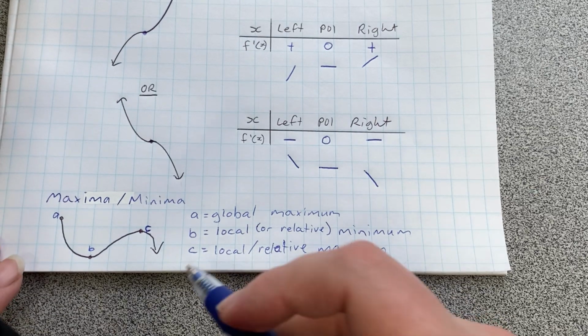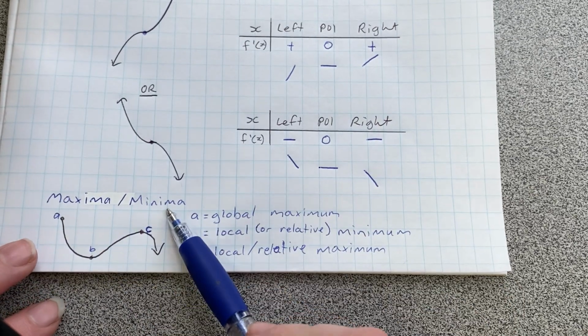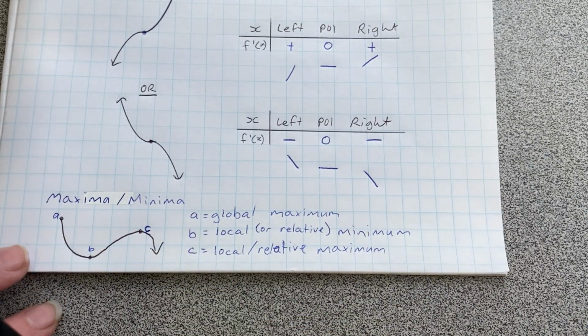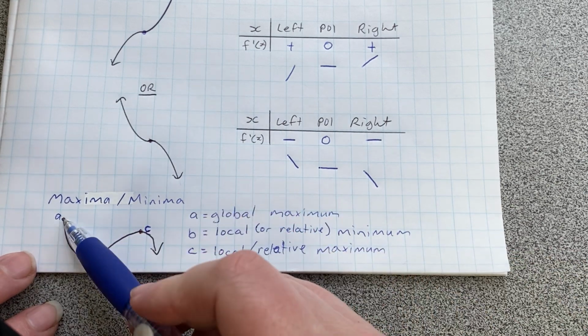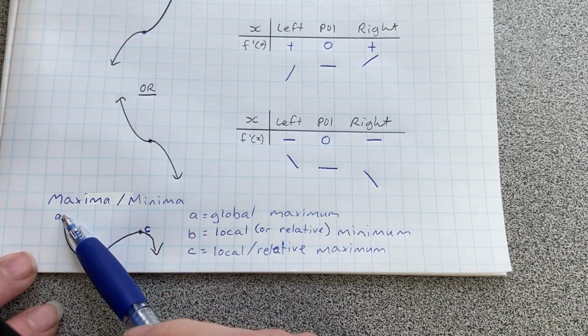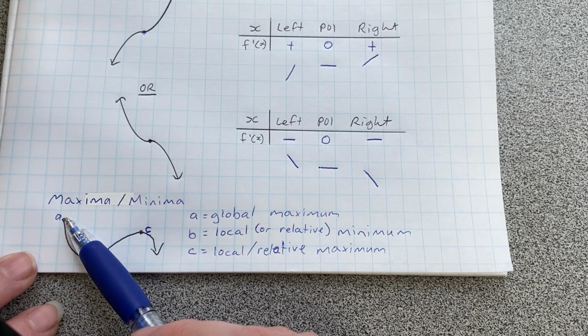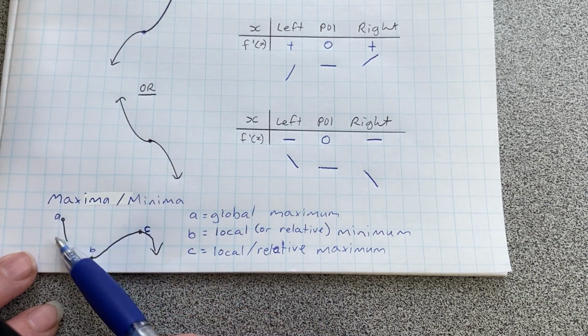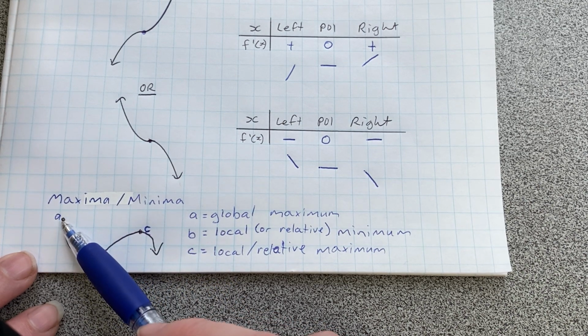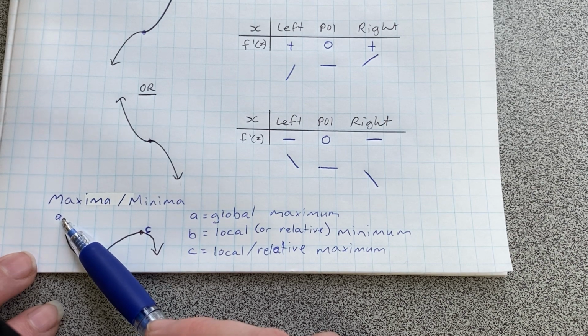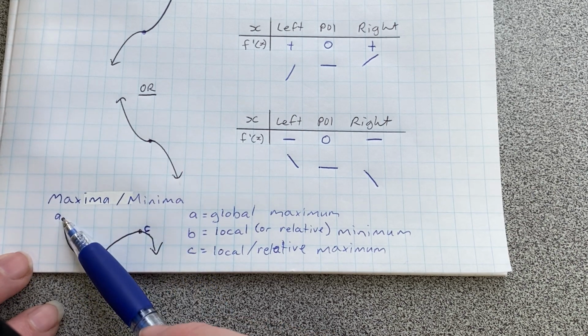Just a little note about a graph and some naming. Maxima and minima are the plural of maximum and minimum. This point A is what we call a global maximum because it's the highest point on the whole curve. There's no arrow, so the curve does stop at that point. The domain has possibly been limited in some way.